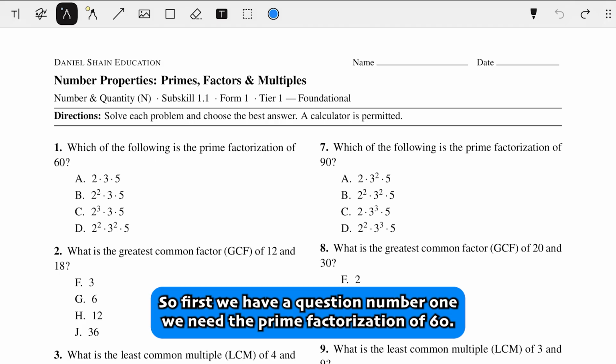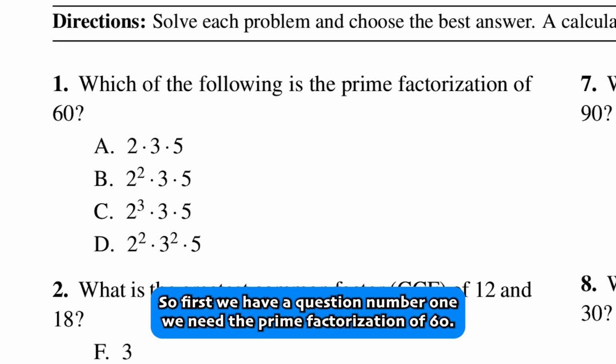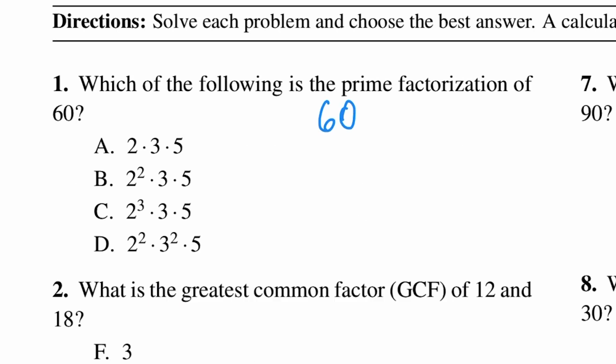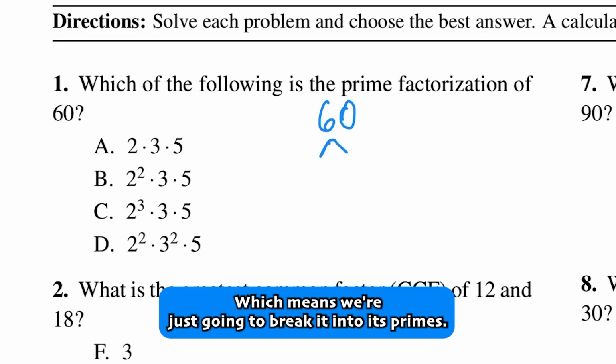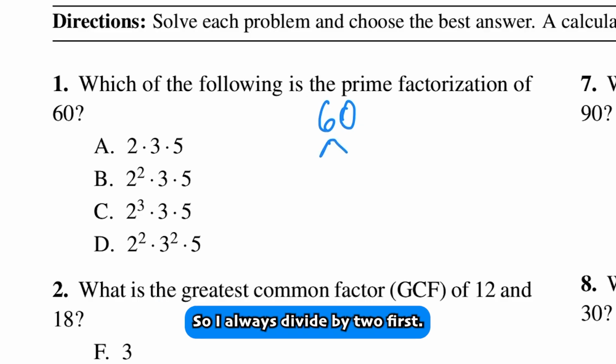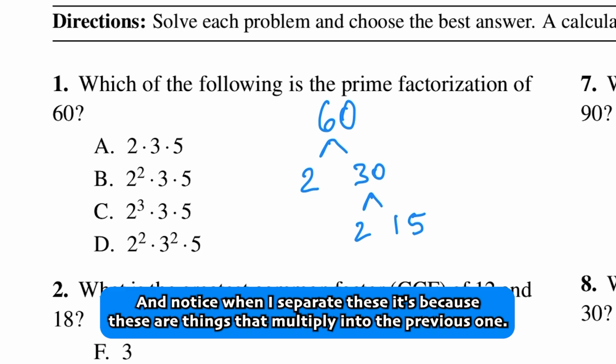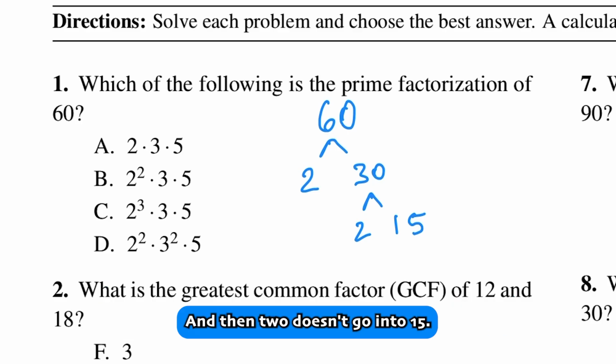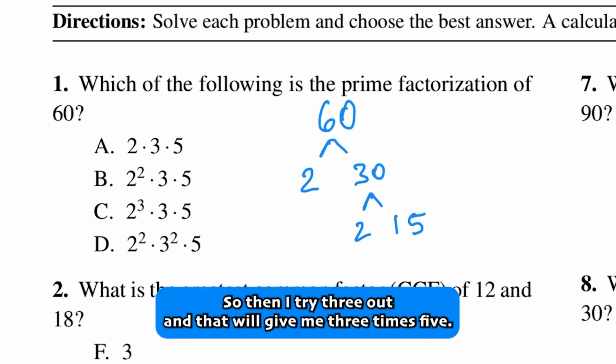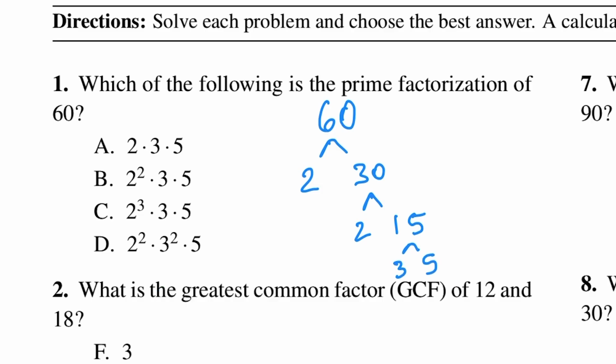So first we have question number 1. We need the prime factorization of 60, which means we're just going to break it into its primes. So I always divide by 2 first, and that'll be 2 and 30. Then 30 gives us 2 and 15. And notice when I separate these, it's because these are things that multiply into the previous one. And then 2 doesn't go into 15, so then I try 3 out. And that will give me 3 times 5.